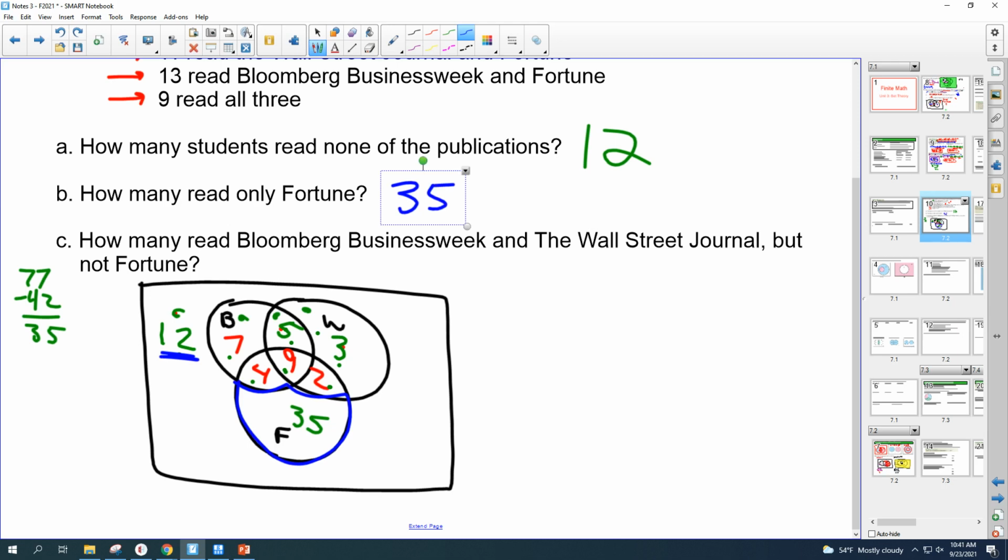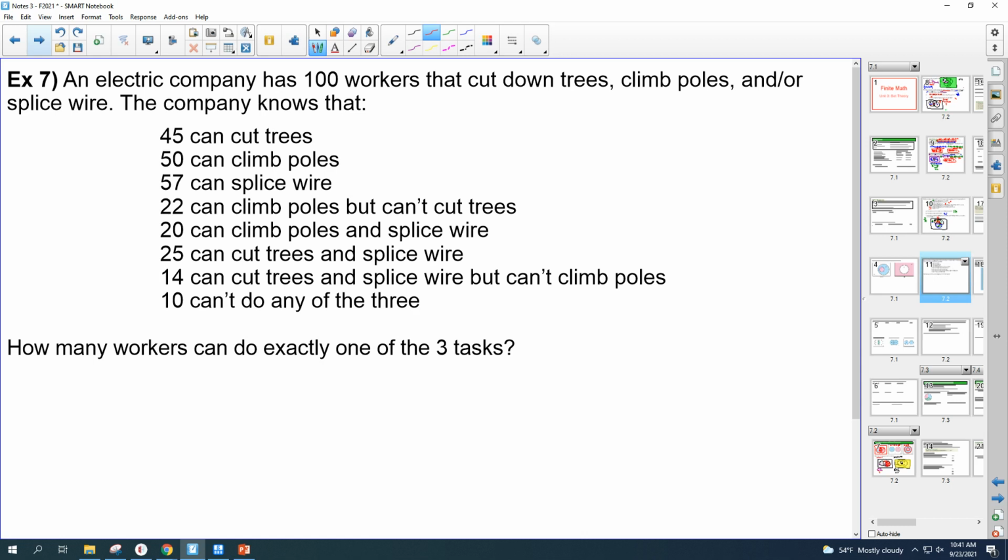How many read Bloomberg Business Week and Wall Street Journal, but not Fortune? Bloomberg and Wall Street, but not Fortune would be this shape right here, wouldn't it? 5. Okay. That's tough stuff. Got to really slow down and walk it through that question. All right. So number 7 is pretty much the same thing.